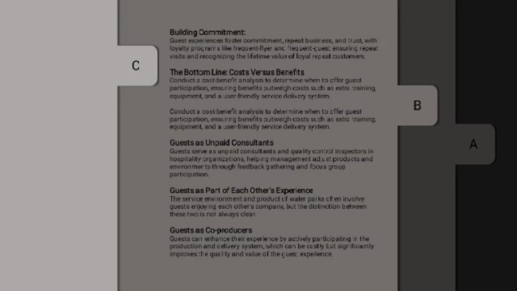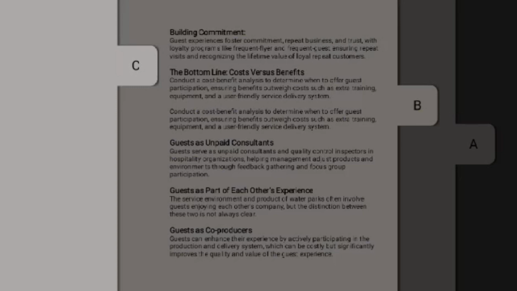Guests as unpaid consultants. Guests serve as unpaid consultants and quality control inspectors in hospitality organizations, helping management adjust product and environment through feedback gathering and focus group participation.